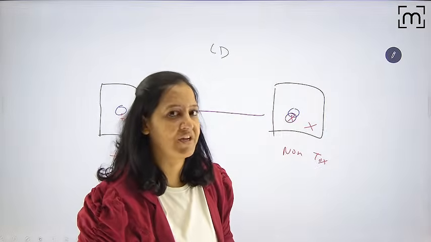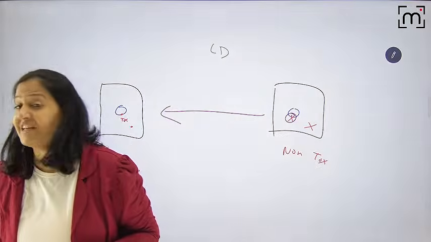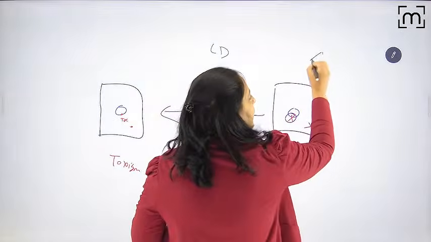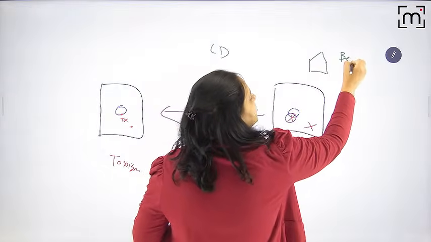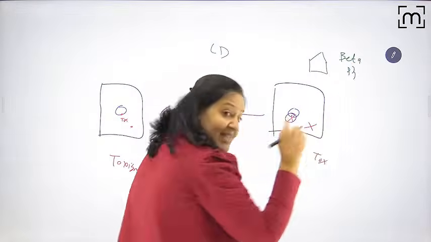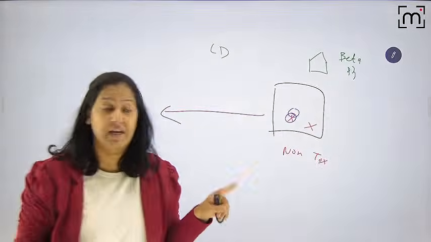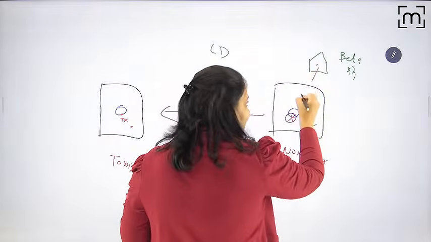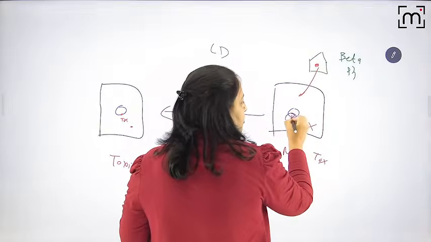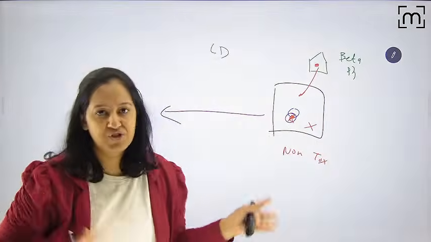But who will give the tox gene? So we will arrange a bacteriophage. A bacteriophage will come. Okay, I will call it beta phage. It is having the tox gene, its own tox gene. It will enter and it will donate this tox gene to this bacteria, and it will convert it from non-toxigenic to toxigenic.